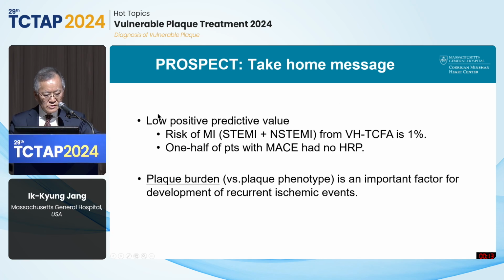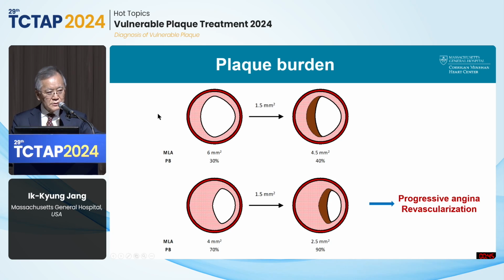So my take-home message from PROSPECT is positive predictive value is very low. The risk of MI of VH-TCFA was 1%. And more importantly, actually, 1/2 of patients with MACE had no high-risk plaque. And plaque burden, as opposed to plaque phenotype, is an important factor for development of recurrent ischemic event, not cardiac death, not MI. So, sort of Bostonian word, it's no-brainer. You don't need to brain.